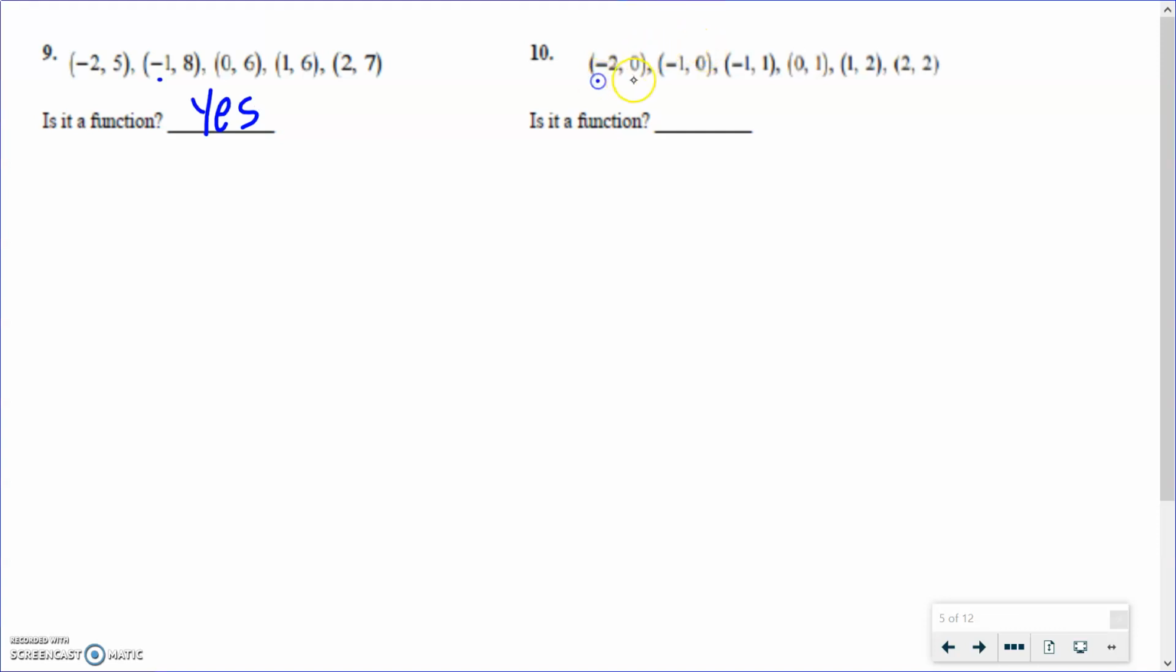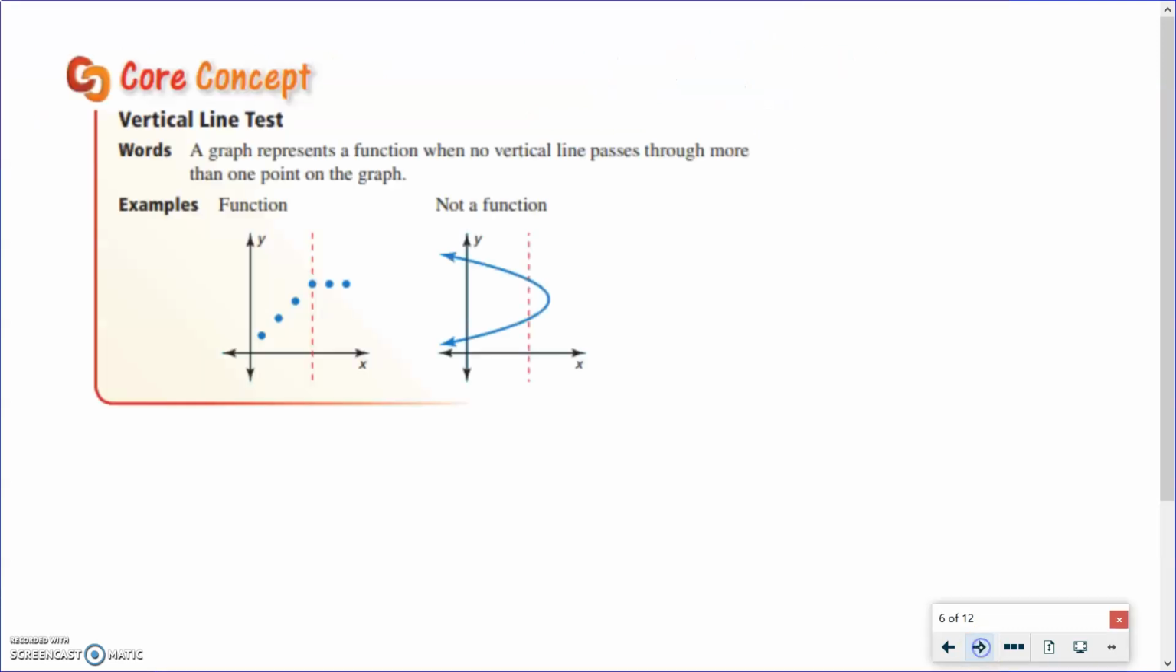Okay, -2, -1, -1. Oh, right here, I see -1 has an output of 0 and -1 has an output of 1. So it's a different output. So automatically, that is not a function.